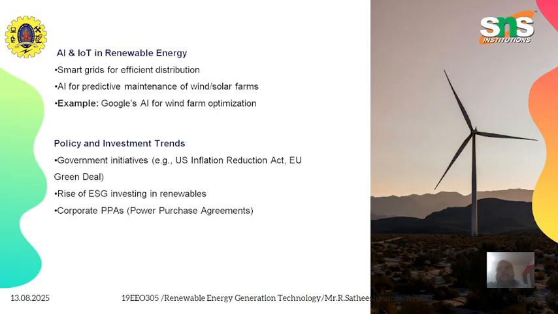So AI and IoT are laying their foundation in each and every field. Even in renewable energy, it has some strong foundation, especially for the smart grid for efficient distribution, then prediction of solar and wind power. Google's AI wind farm optimization is one of the best examples.